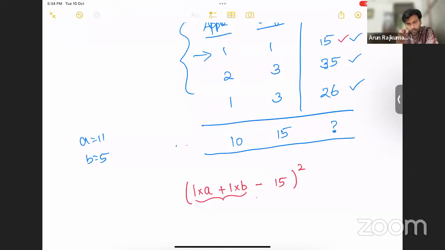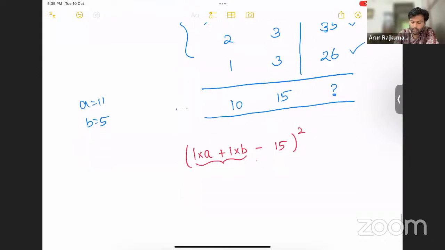If not, I'm off from the bill by some amount, and that amount I'm measuring as the difference squared. Why squared? Because I want a positive value, right? I'll talk about squared in a minute. So this is on day 1.